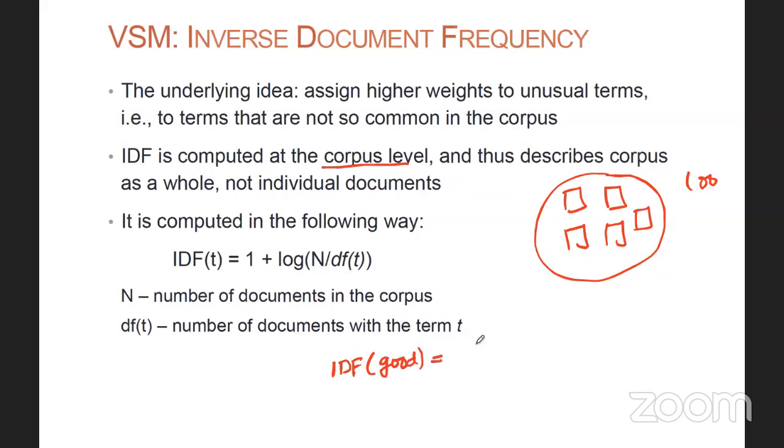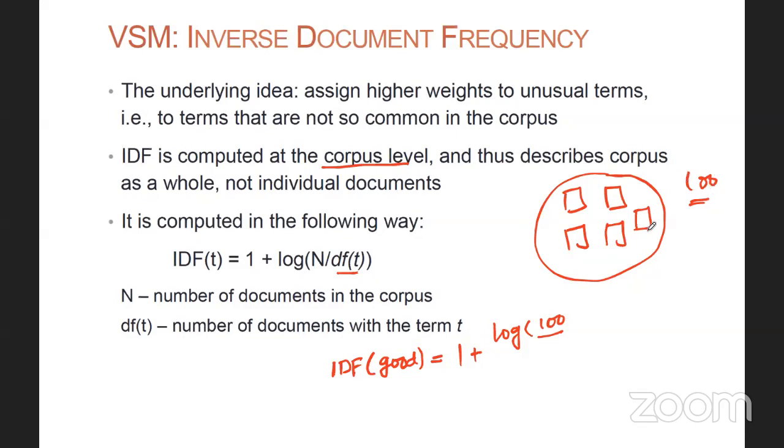Okay. So this will give me the formula: log of, where n is the number of documents in the corpus. How many documents are there in the corpus? We have 100 documents. So n is 100 divided by df of t. Df of t is the number of documents with term t.